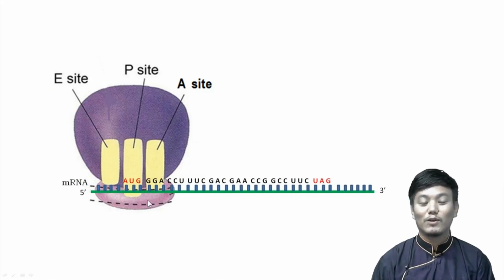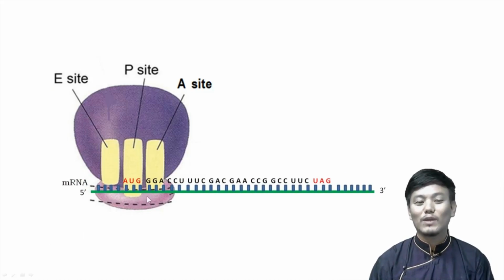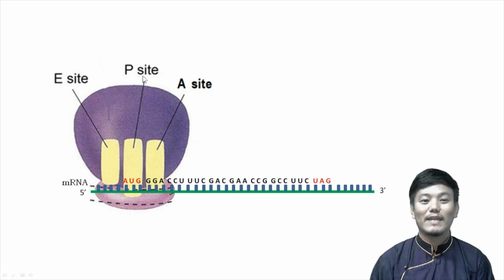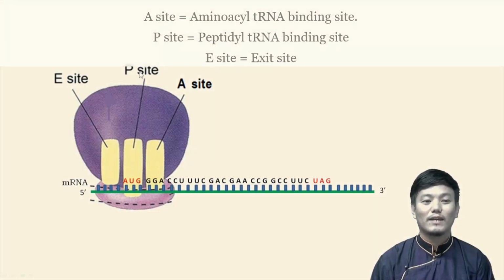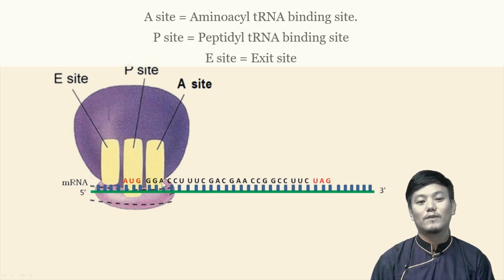It binds to the small ribosomal subunit at the mRNA binding site. And it binds in such a way that the initiator codon, AUG, is present at the P site. At the P site AUG is present, and at the A site the subsequent codon will be there, GGA. So the next codon is present on the A site, and the first codon is present at the P site, which is AUG, also the initiator codon.